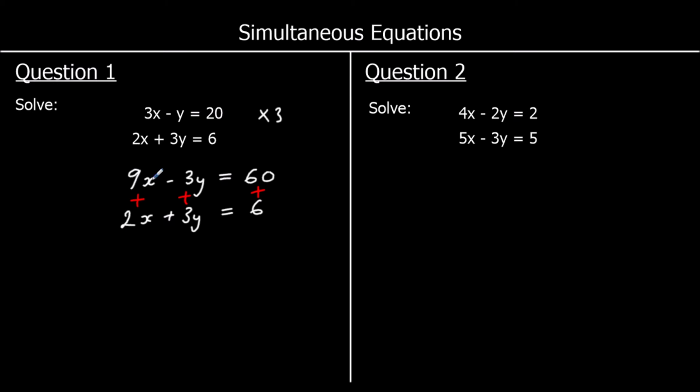Let's go through this one by one. So 9x plus 2x, adding the x's together, gives us 11x. For the y's, negative 3y plus 3y is nothing. That's gone. And 60 plus 6 is 66. So 11x is equal to 66. If we divide both sides by 11, that gets x by itself, and x is 6.